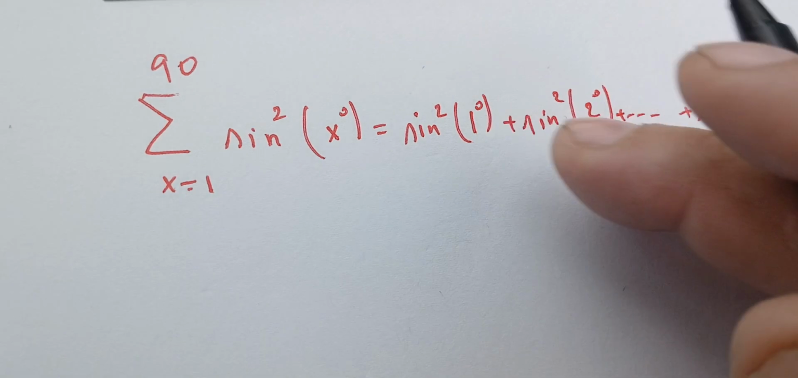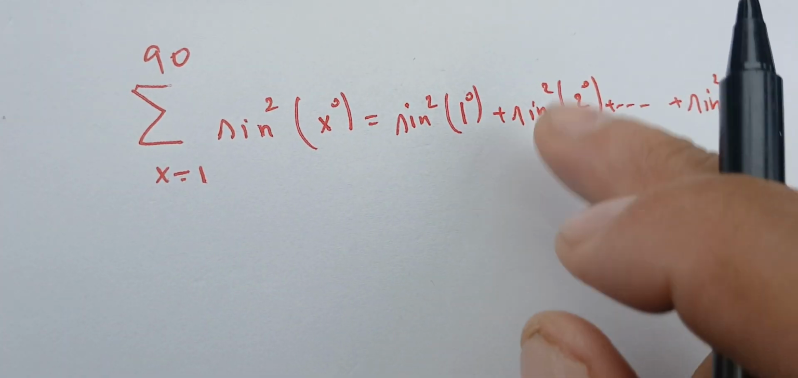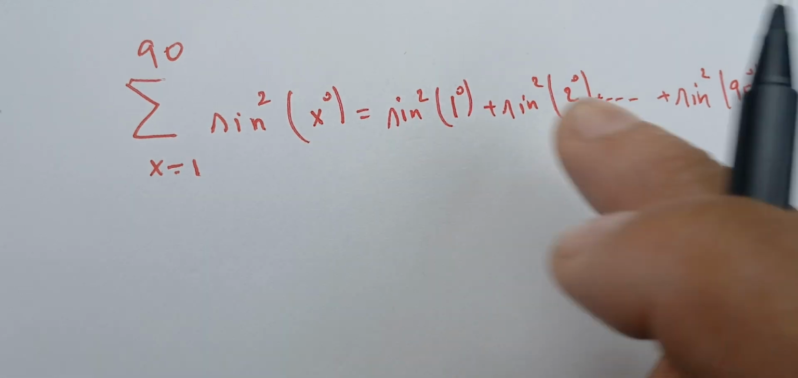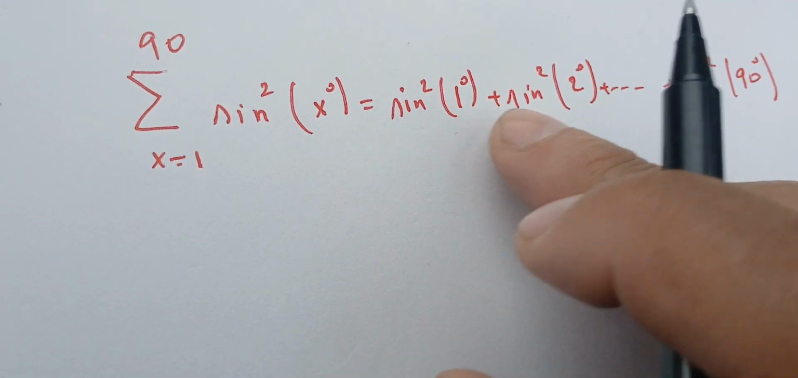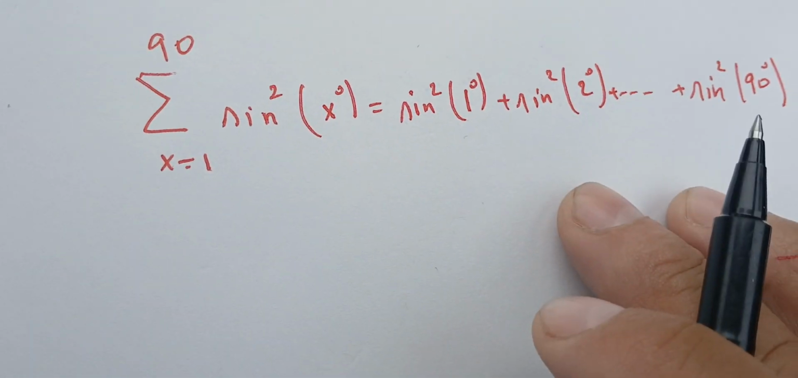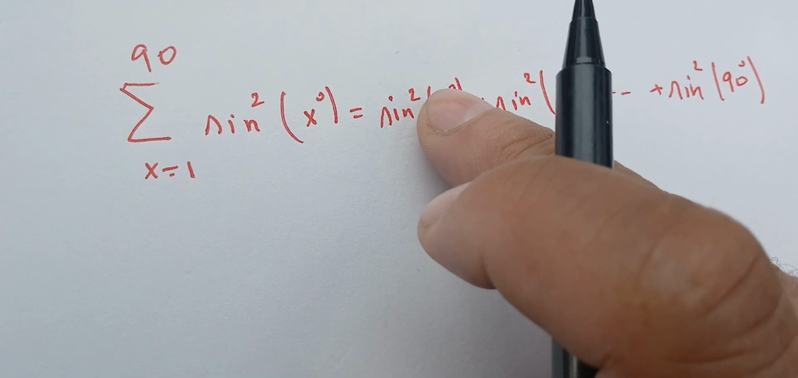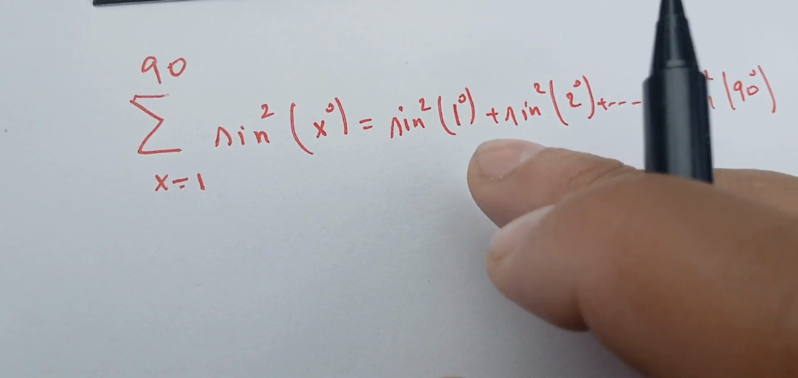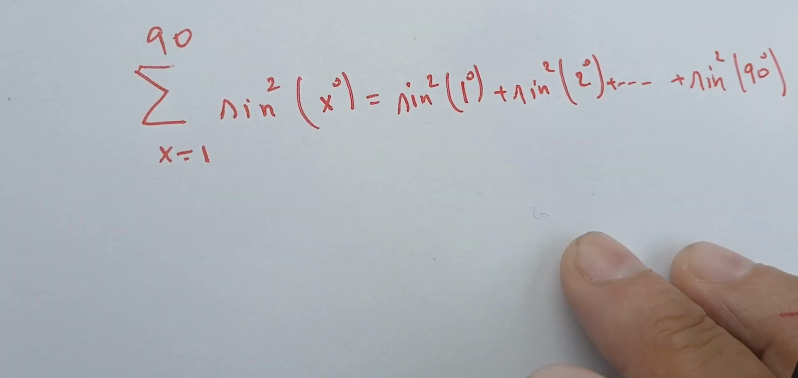In the rest of the video, I will ignore the degree notation, but don't forget that when I write sine of 1, that means 1 is in degrees. It's different when we write it in radians, so we have to keep that in mind. If I forget the degree notation, I mean that I am computing the sums in degrees.